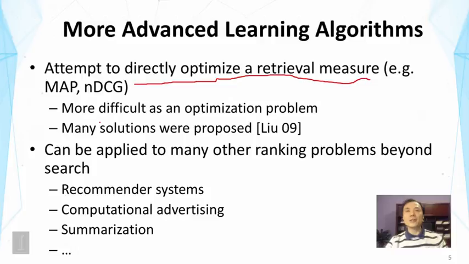Now, these learning to rank approaches are actually general, so they can also be applied to many other ranking problems, not just the retrieval problem. So here I list some, for example, recommender systems, computational advertising, or summarization. And there are many others that you can probably encounter in your applications.